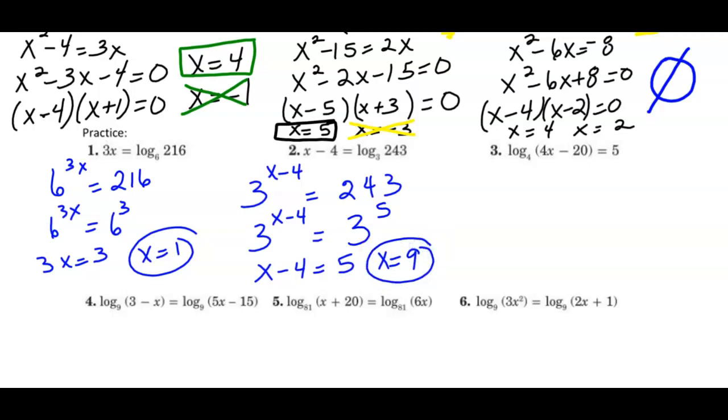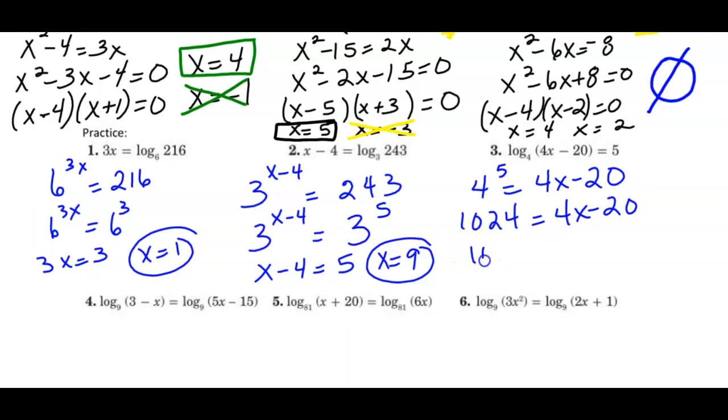Number 3, single log, go into exponential form. 4 to the 5th equals 4x minus 20. This one, we're just going to go ahead and solve. 4 to the 5th is 1024. Add your 20 to both sides. And divide by 4.